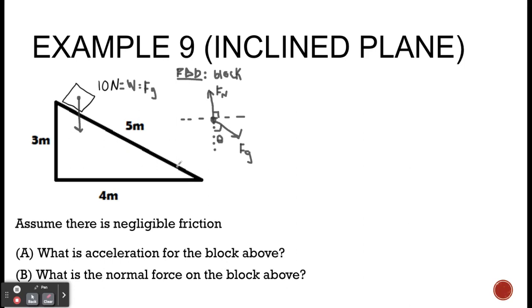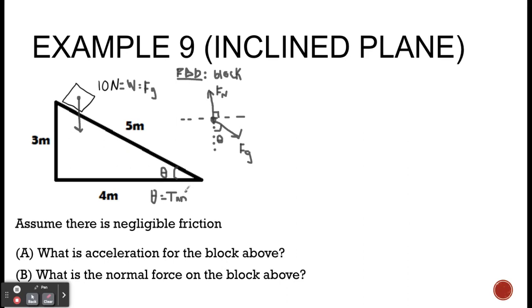But conveniently enough, they did not give us that angle. This is an AP problem, so there's always a trick involved. We don't know the angle. We do know the side lengths of the triangle though, so we can find that angle using trig. Because we have all three side lengths, we could really use any trig function, but let's use tangent.